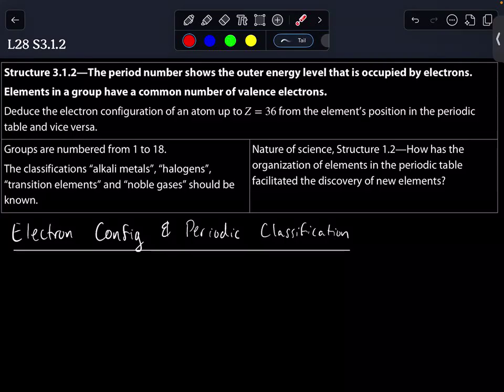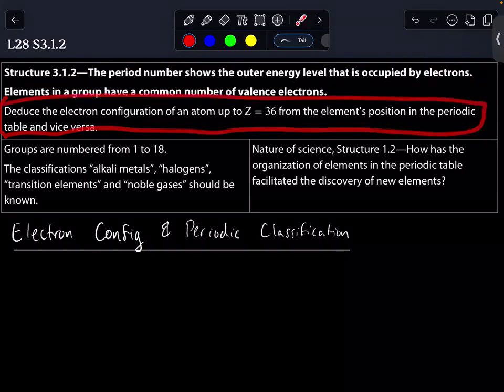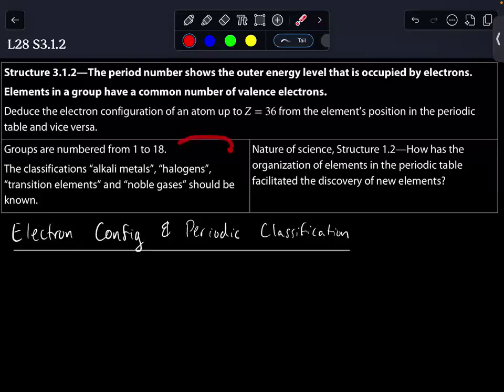We're going to be going a bit more over the periodic table and the electron configuration. What we're doing is we're going to talk about how the period number shows the outer energy level occupied by electrons, and we'll be able to go through elements in a group via their common number of valence electrons. Furthermore, we will deduce electron configuration for an atom up to atomic number 36 from the position on the periodic table and vice versa. Lastly, we'll talk about the number of the groups as well as four specific classifications of alkali metals, halogens, transition elements, and noble gases.